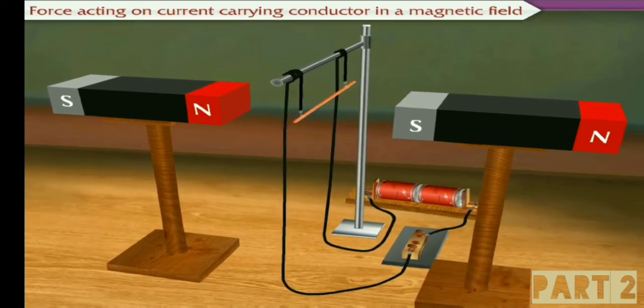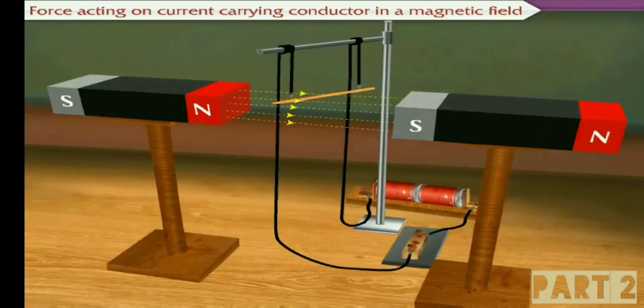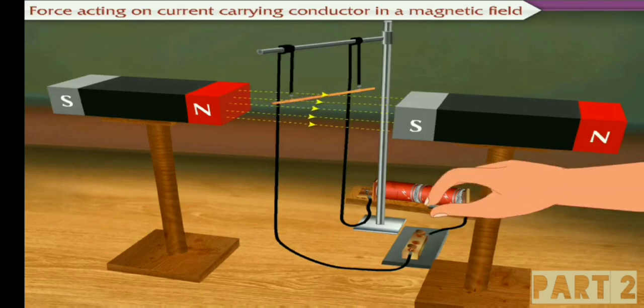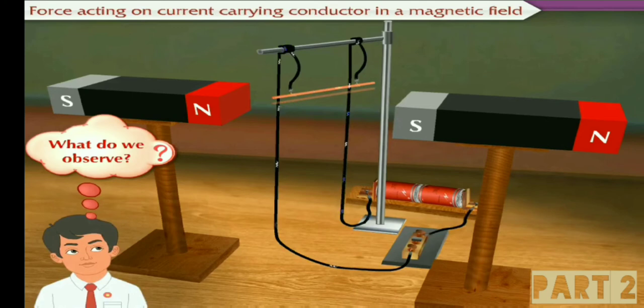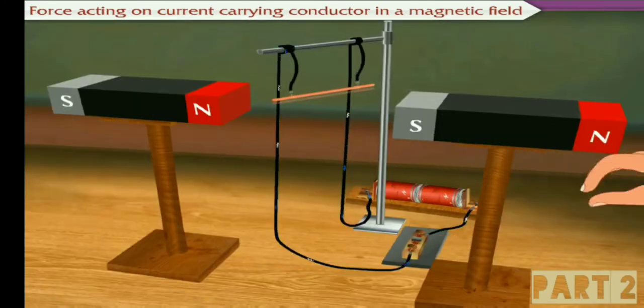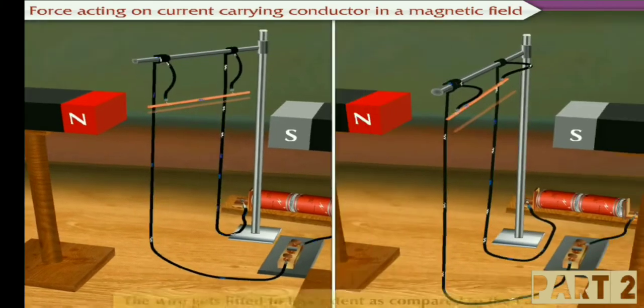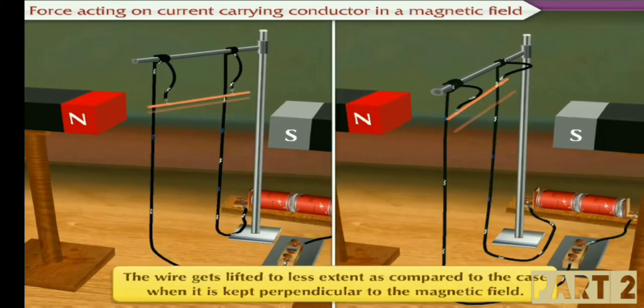Now, allow the current to pass through the wire. We can see that the wire gets lifted upwards. Now let us keep the wire at an angle to the magnetic field. What do we observe? We see that the wire gets lifted upwards this time also. But the extent to which it gets lifted is less as compared to that in the case when it is kept perpendicular to the magnetic field.